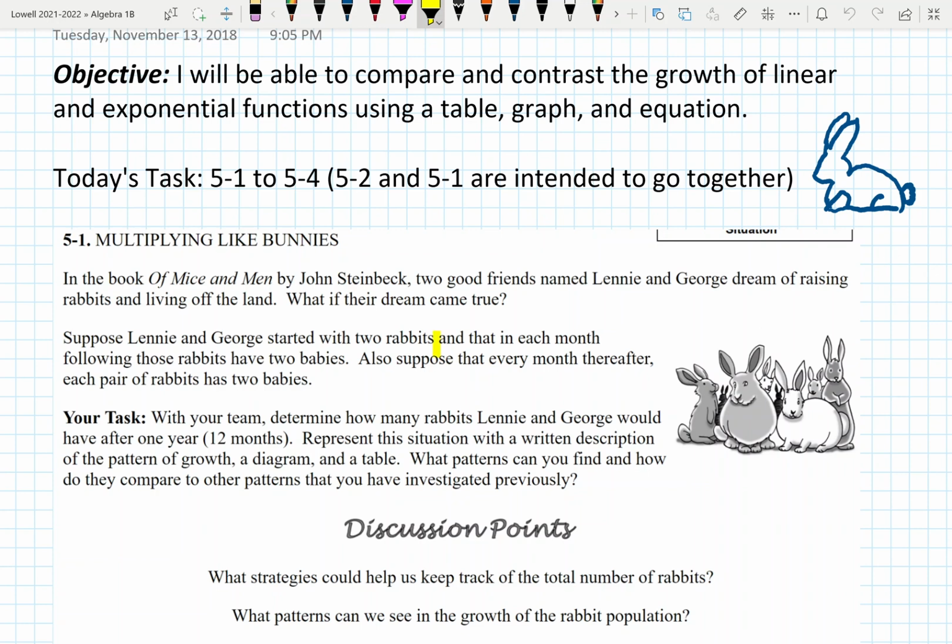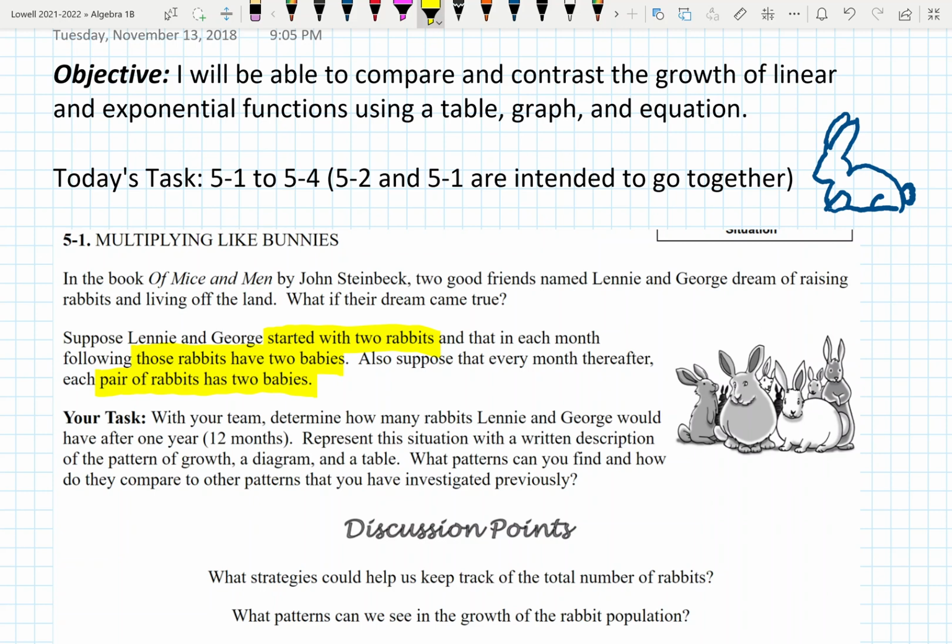We start off with two rabbits, or two bunnies, and every month that pair of bunnies is going to have two baby bunnies. We're also going to assume that not only do they continue to have babies, but every pair of bunnies afterward also produces two babies. So that's going to be a little bit confusing, but when we do this, we're going to do this carefully by drawing pictures.